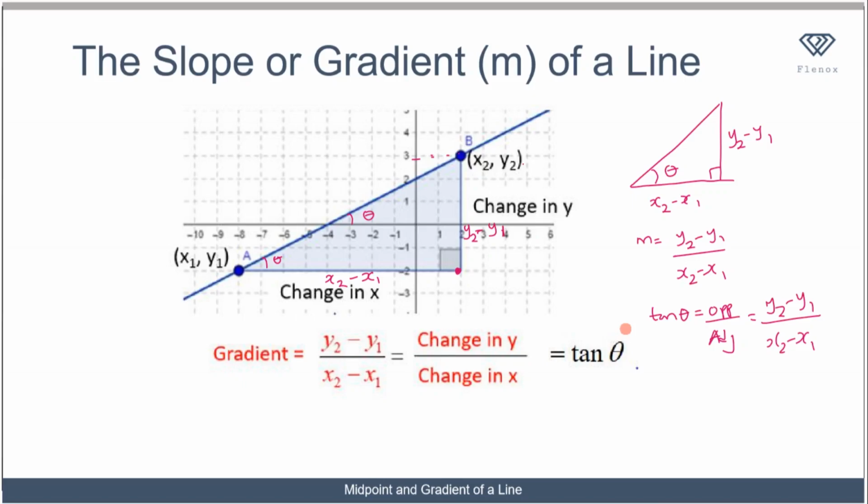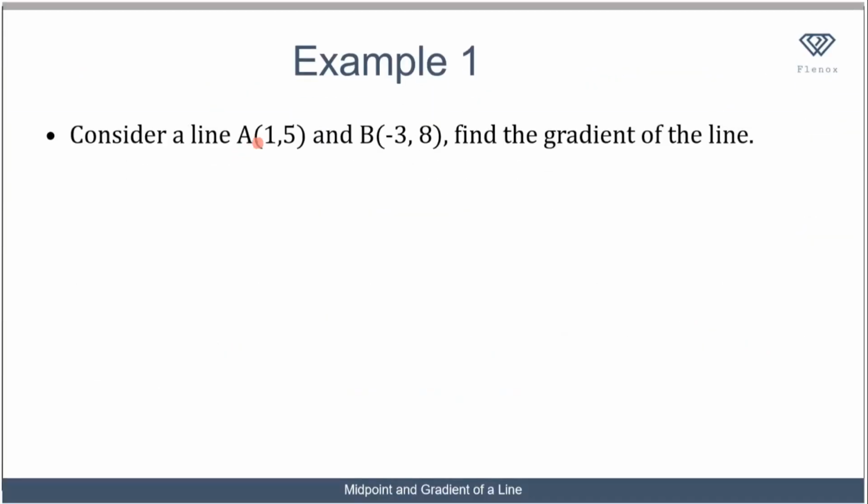In the first example, we are told to consider a line given by point A and point B. Find the gradient of the line. So on the xy plane you have a line and you are given 2 points. You are given point A, with coordinates 1 and 5, and point B, with coordinates minus 3 and 8. Now I am told to find the gradient of this line.